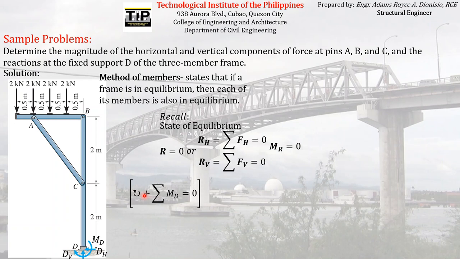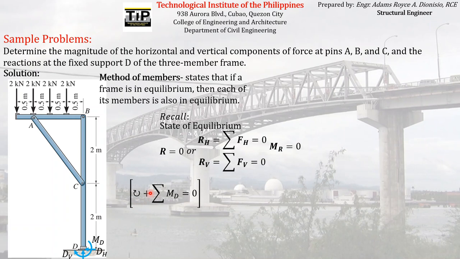So, dito, I just take clockwise moments as positive. So, dapat consistent lang tayo sa sign convention natin. Dapat, lahat ng clockwise moments acting on this structure, dapat lagyan natin ng sign na positive talaga. Kasi pag di tayo naging consistent, magkakamali-mali yung sagot natin. So, yun. Start na tayo. Mag-moment na tayo sa point D.